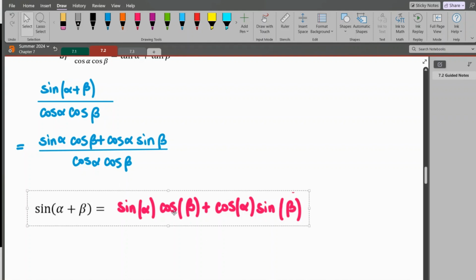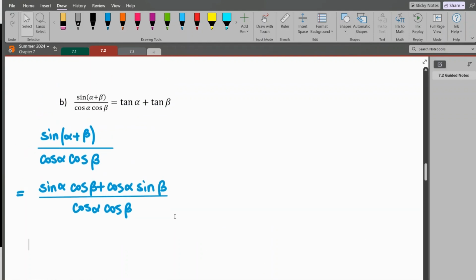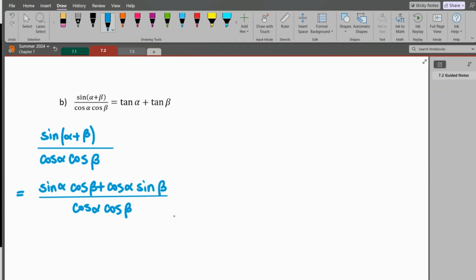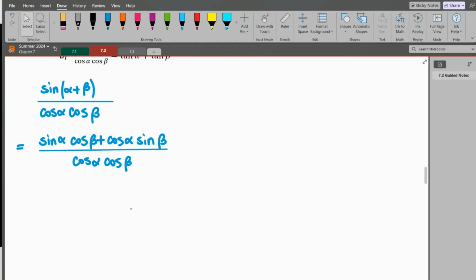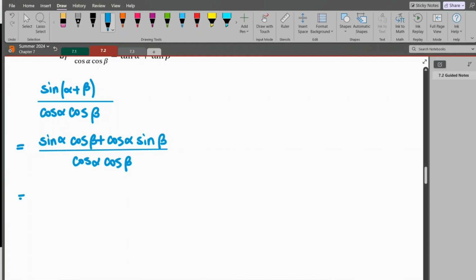And then let me get rid of our identity. There we go. So I still have one fraction, but I want to turn it into two. Well, I could split up the numerator here. Let me show you what I mean. It's like the reverse of adding fractions. We're going to break it back apart.